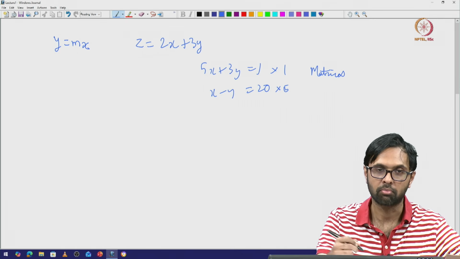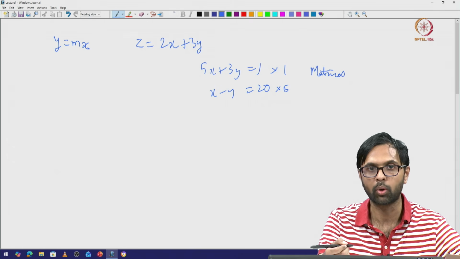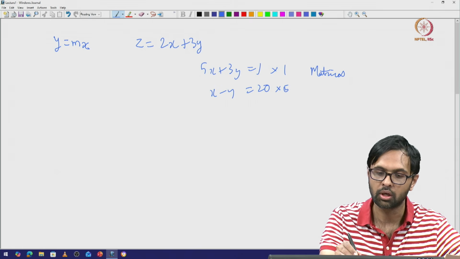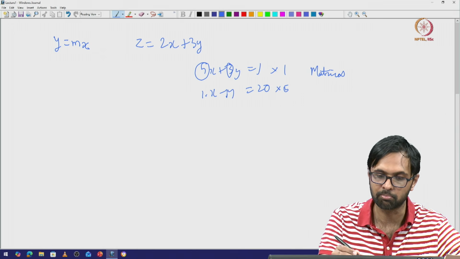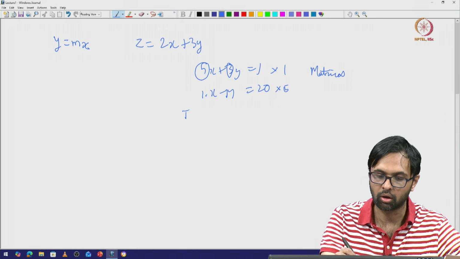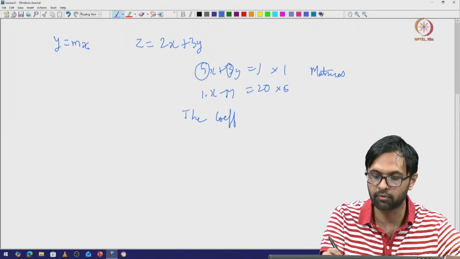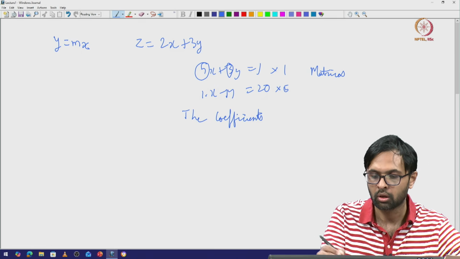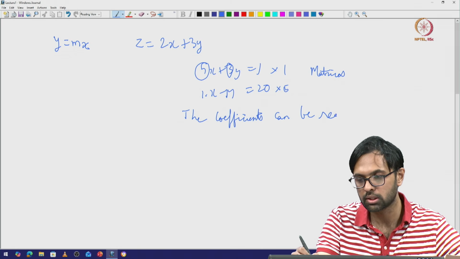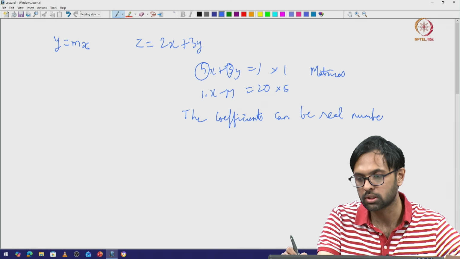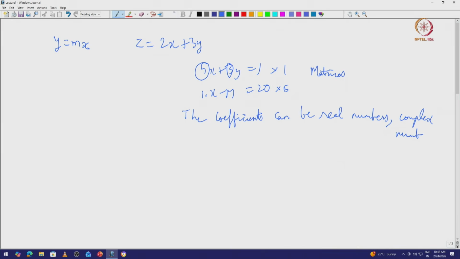It's the study of linear equations, but when you say linear equations, you need to tell me what these coefficients are, these numbers. In this case, they're integers, but more generally, the coefficients of the linear equations can be, for example, real numbers, complex numbers, etc.